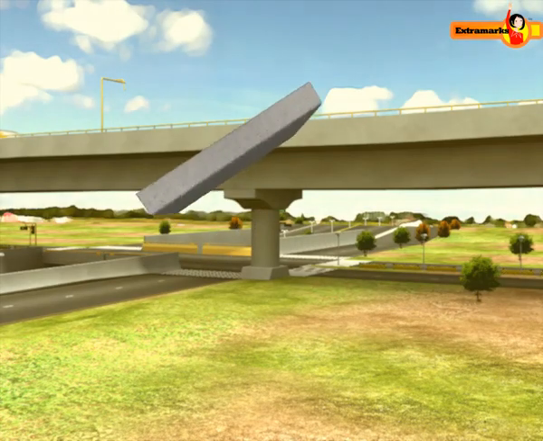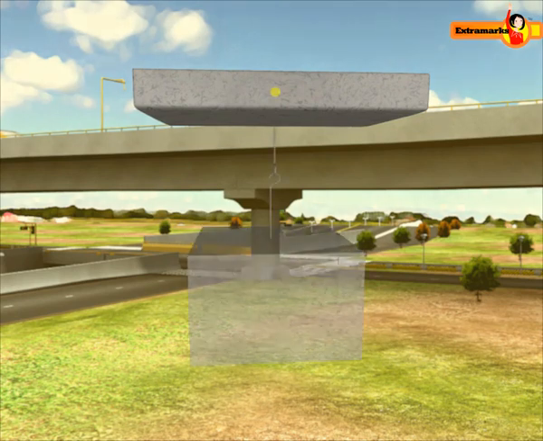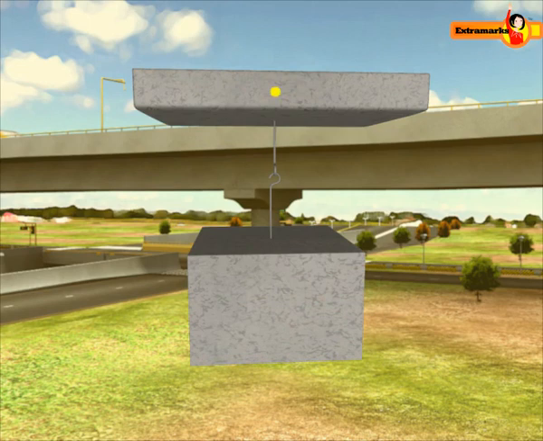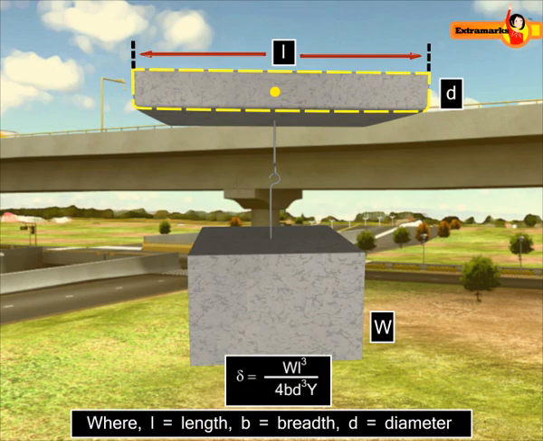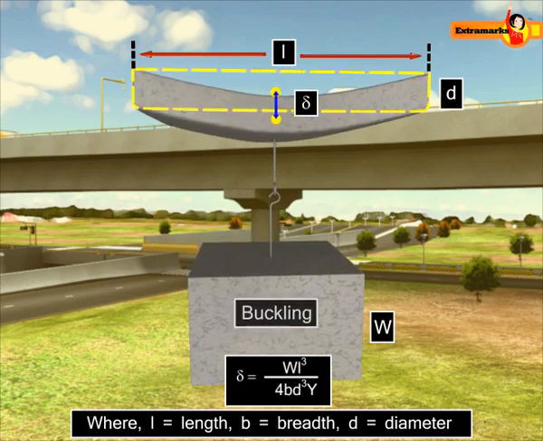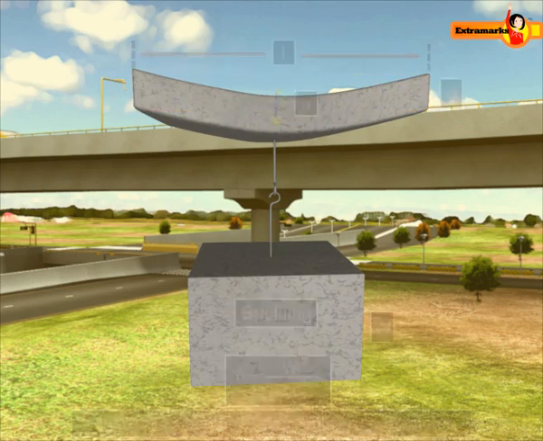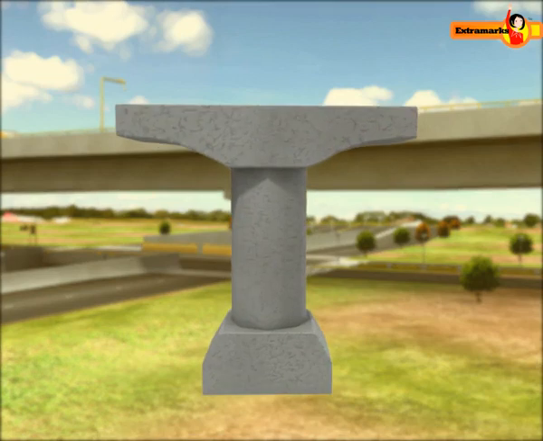Let us consider the case of a beam loaded at the center and supported near its ends. When a load is placed at the midpoint of a bar, then the bar sags at the midpoint, which is shown on the screen by the formula. However, the beam may bend. This bending is called buckling. To prevent this buckling, eye-shaped girders are used.